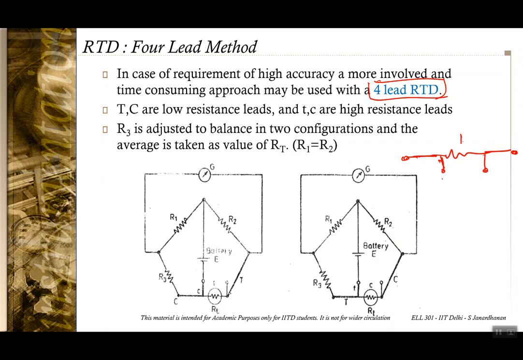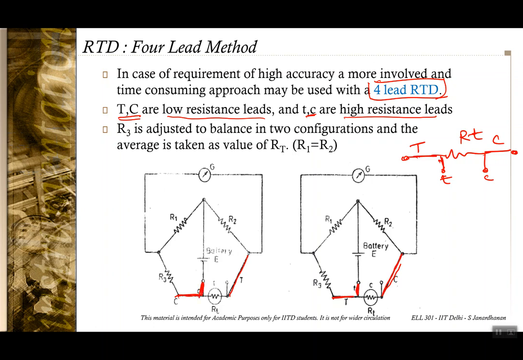So these current leads are of low resistance and the voltage leads here are of high resistance. So here you have an RT, you have two voltage leads, small t and small c, and two current leads, capital T and capital C. Capital T and capital C are low resistance leads, and small t and small c are the high resistance leads. And as in the case of the low resistance measurement, the high resistance leads are connected to the supply, and the low resistance leads are always connected to the other parts of the bridge circuit.